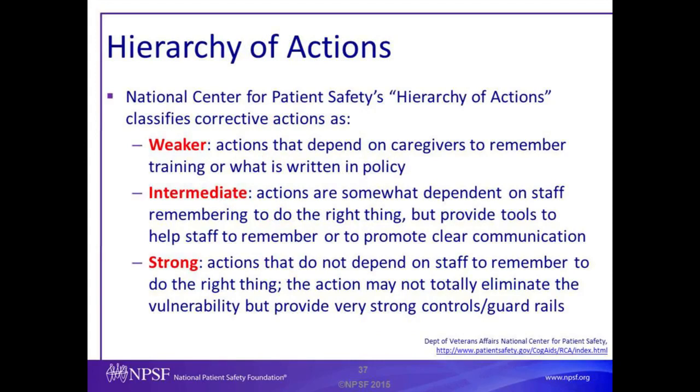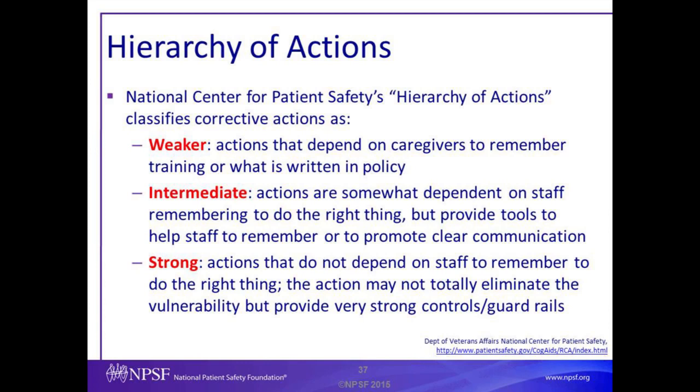We mentioned the hierarchy of actions earlier. The VA National Center for Patient Safety talks about weaker, intermediate, and strong action items. For example, things that educate or rewrite the policy are in the weaker area. To say to someone, just remember the next time around, circumvents the rest of the individuals who could learn from the situation. Examples of intermediate actions include educating people and providing a checklist.